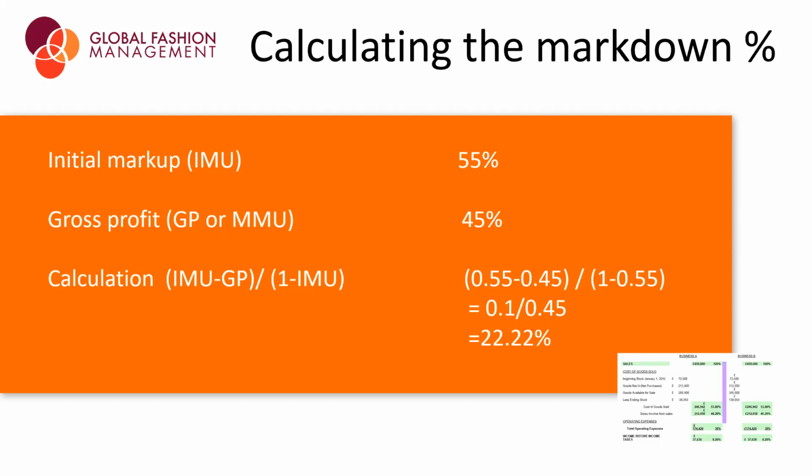So the calculation is the initial markup, 55%, minus the gross profit, 45%, divided by 1 minus the initial markup. So in the current situation, we have the initial markup at 55, the gross profit at 45, that's a 22.22% markdown percentage. So 22% of your net sales are given away in discounts. So every time you make 100,000 in net sales, you're giving away 22,000 in discounts.